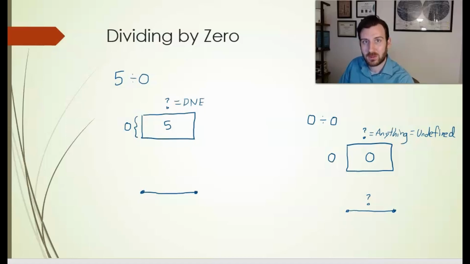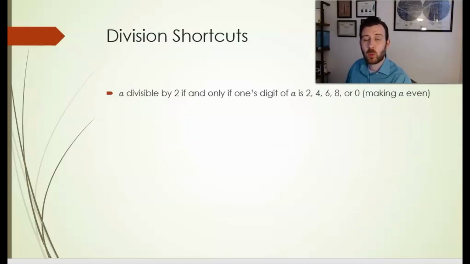so it's impossible for us to pin down the correct one. Because recognizing what different numbers are divisible by is challenging, I'd like to close on a couple of shortcuts that will help you recognize when numbers are divisible by 2, 3, and 5 without remainder. So let's start with this statement. A number a is divisible by 2 if and only if the ones digit of a is a 2, 4, 6, 8, or 0. In other words, if a is even, then we should be able to divide it by 2.